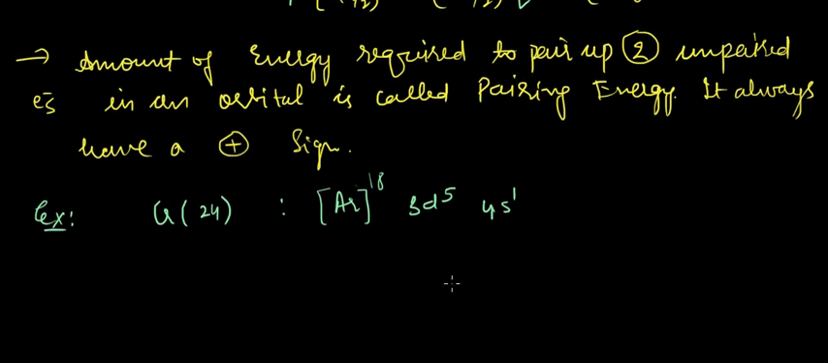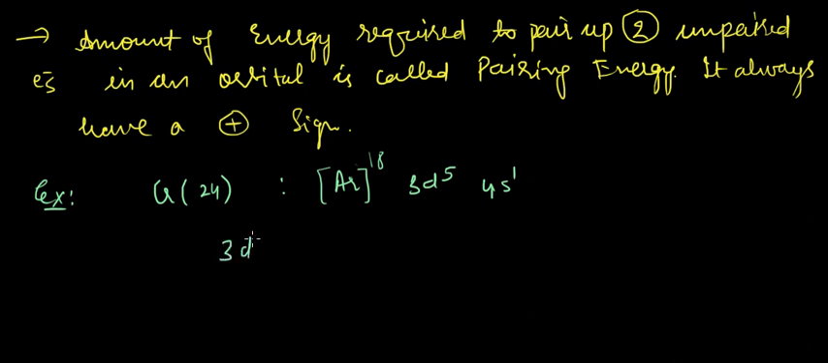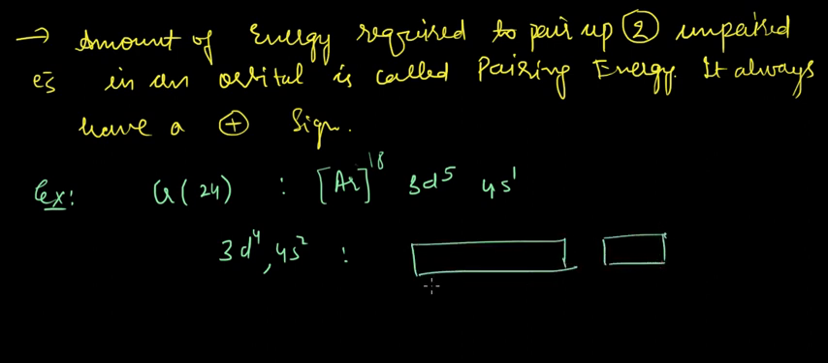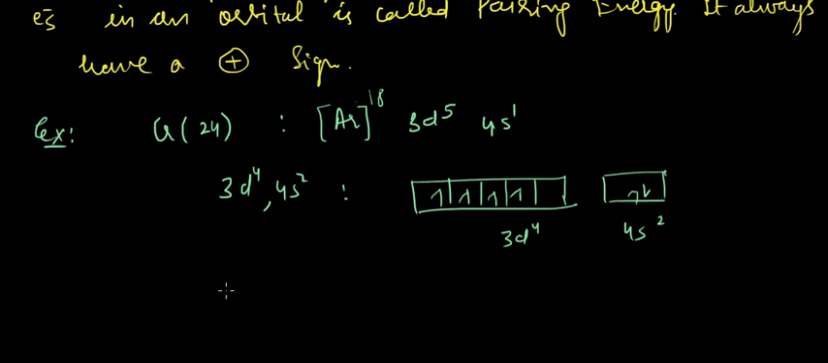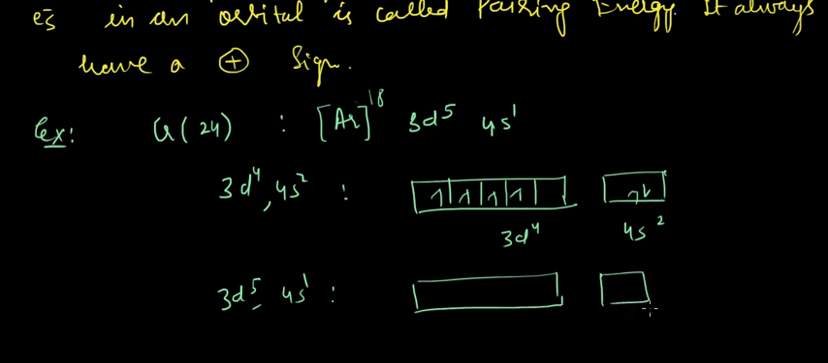Had we written the configuration as 3d4 and 4s2, the filling of orbitals in the subshell would look something like this: this is 4s, this is 3d, 4s2, 1, 2, 3, 4. And if we have 3d5 and 4s1, then it would look something like this, again 4s1 and 3d5.